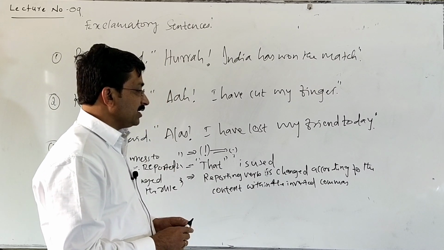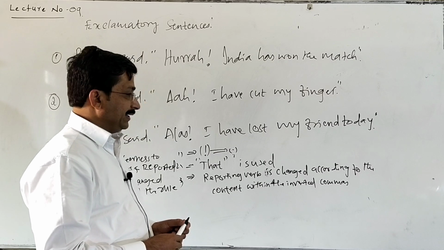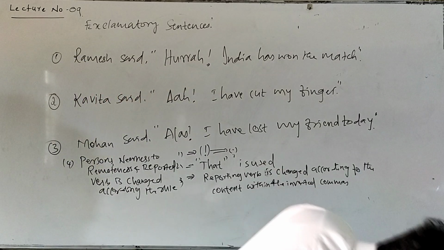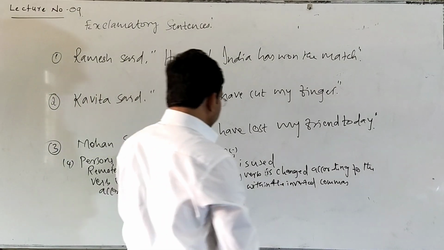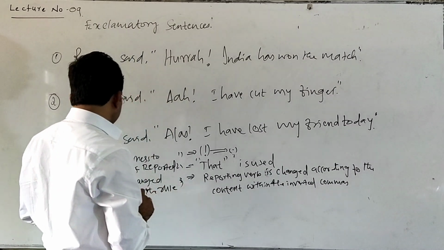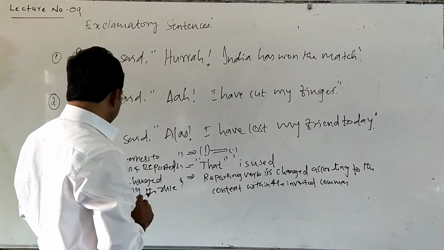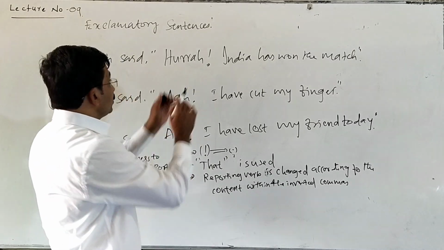The reporting verb is changed according to the content, according to the context of the statement in the inverted commas. Next, the last one: persons, nearness to remoteness, and the reported verb is changed according to the rule. Now we'll solve this question.